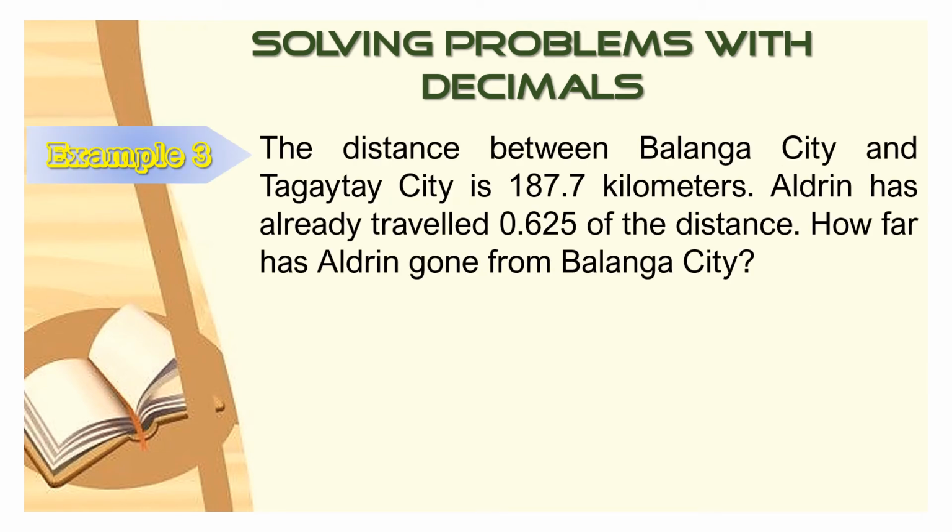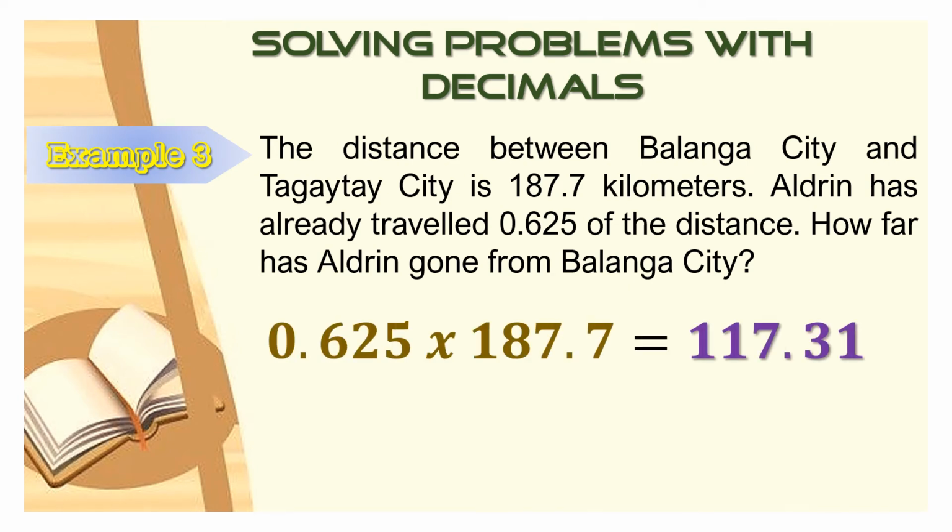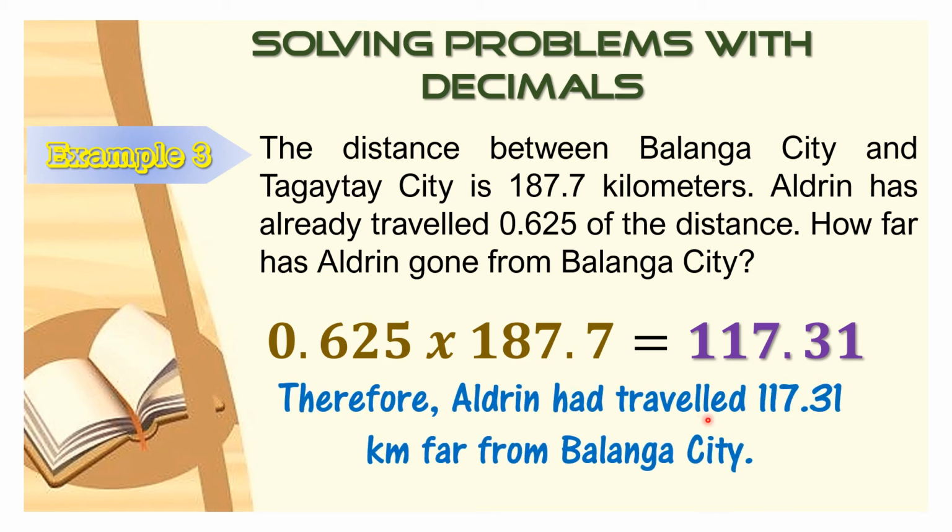Example number 3, the distance between Balanga City and Tagaytay City is 187.7 kilometers. Aldrin has already traveled 0.625 of the distance. The question is, how far has Aldrin gone from Balanga City? Same process, we have to multiply the two given values. So that is 0.625 times 187.7, and their product is equal to 117.31. And therefore, Aldrin had traveled 117.31 kilometers from Balanga City.